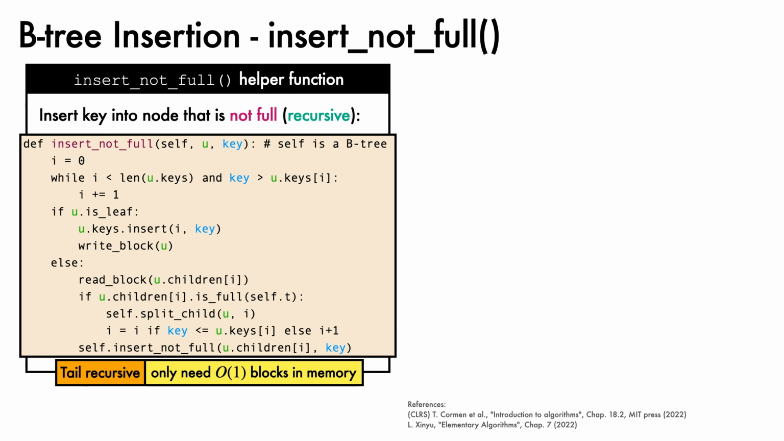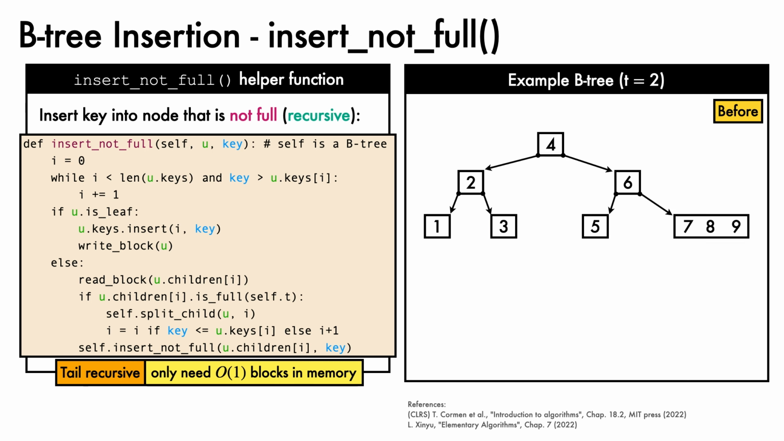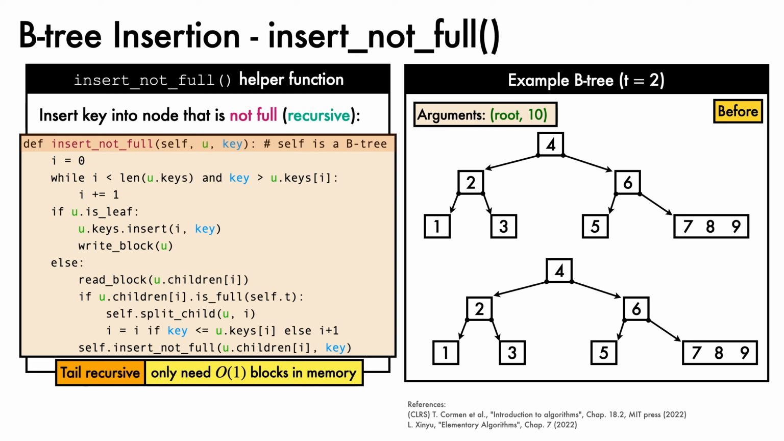Let's walk through this function with an example B tree with a minimum degree of 2, calling it with the root and a key of 10 as arguments. As before, we first duplicate the tree for clarity. Starting at the root node, we first perform our linear scan to find the position of the query key, and since 10 is bigger than 4, i is incremented to 1 before the while loop exits. We then check if the current node is a leaf, which it isn't, so we go to the else statement. Next, we read the block containing the ith child of the current node into memory, and check if that node is full. It isn't, so we call insert_not_full on the ith child of u.